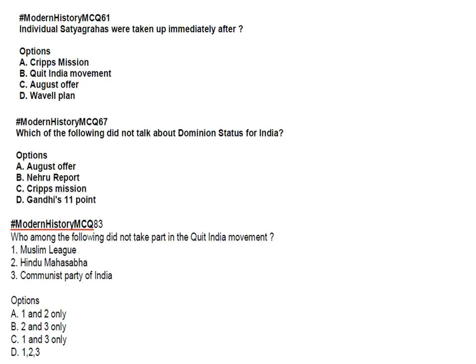Which of the following did not talk about dominion status? August Offer, Nehru Report, Cripps Mission, Gandhi's 7-point. Out of these, two were discussed in this video, two in the previous video. So tell me whether dominion status was part of all. No, it's obviously not part of all. One is wrong. You have to tell me which one is wrong. Please tell me in the comment section, because your understanding will improve only by solving MCQs. There are a lot more in our PDF. This I just picked up from that, related to this particular video.